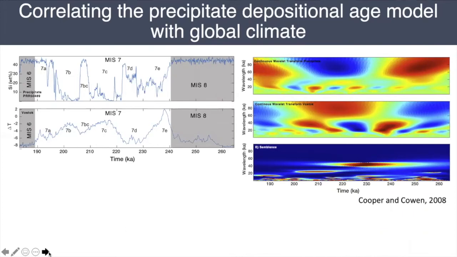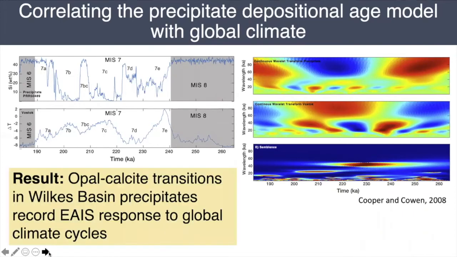And so this is our first major conclusion, that with our subglacial precipitate record, and specifically the opal-calcite transitions, we're actually recording the East Antarctic ice sheet's response to global climate. And we can use our wavelet analysis to show us that both records are showing the East Antarctic ice sheet responding to orbital cycles.